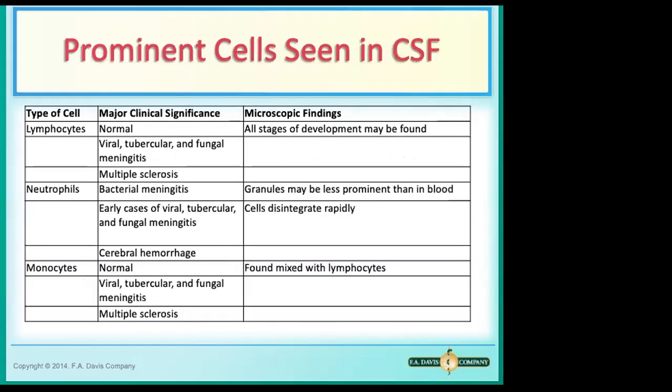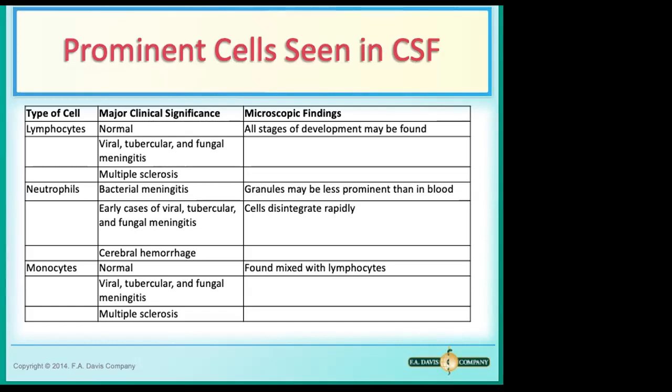All right, this table right here pretty much says the same thing. The prominent cells seen in the CSF are lymphocytes. Again, they're normal. You may see different stages, which are fine. But if you start to see pleocytosis, which is an increase in these numbers, then you may be looking at a viral, tubercular, fungal, or parasitic meningitis. Or sometimes you see that in cases of multiple sclerosis, especially with lymphocytes, sometimes HIV infections and AIDS, degenerative disorders, or parasitic infections.